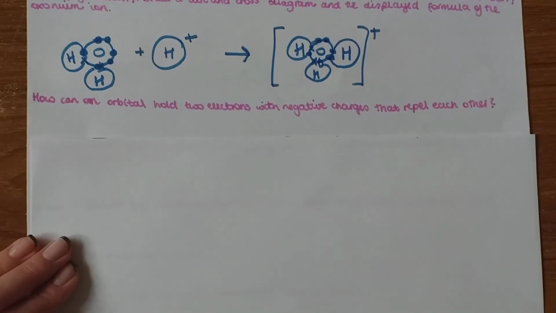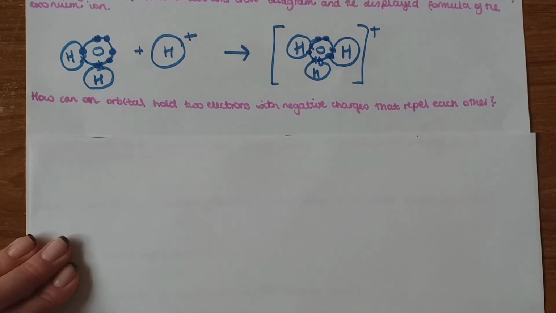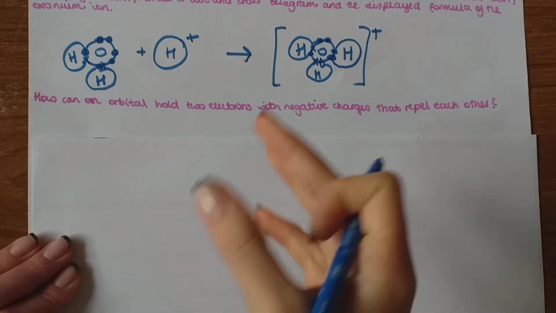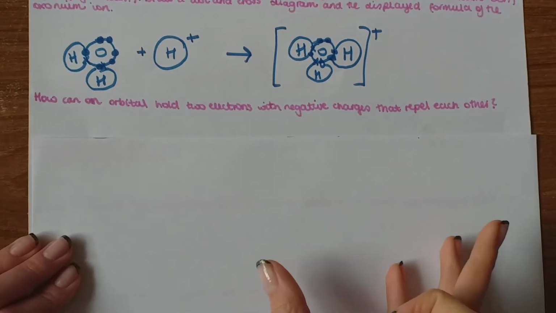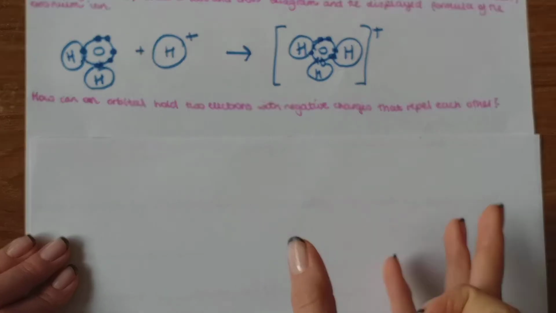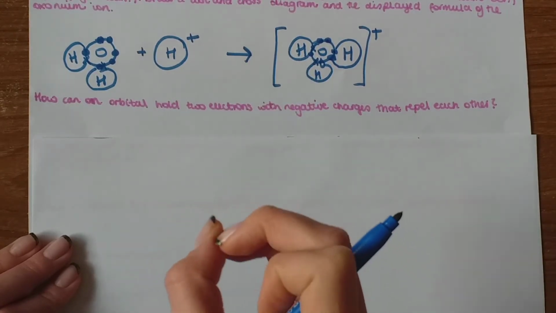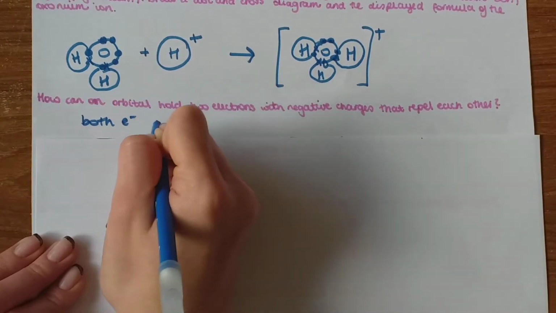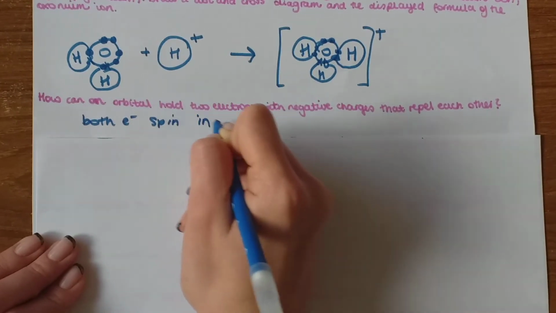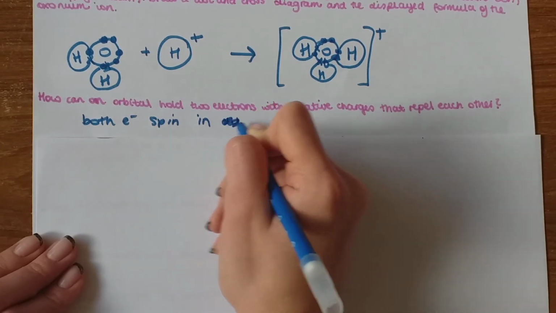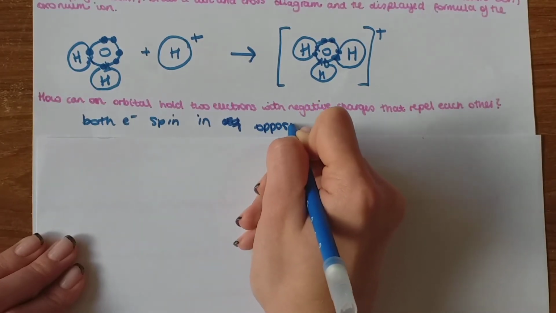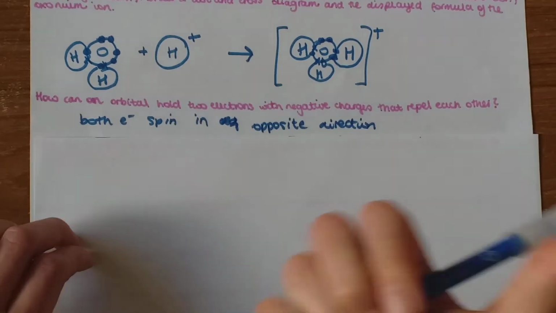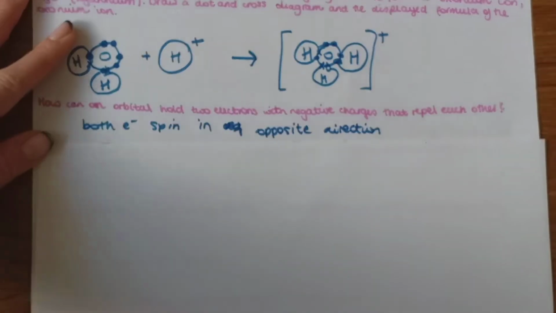And the next question: how can an orbital hold 2 electrons with negative charges that repel each other? So this is hard to understand. We've got 2 electrons, they're both negative, so they repel each other. So how is it possible that an orbital can hold 2 electrons? This is because both electrons spin in opposite directions. So one spins in one direction, the other one spins in the other direction. That's why they're not repelling.